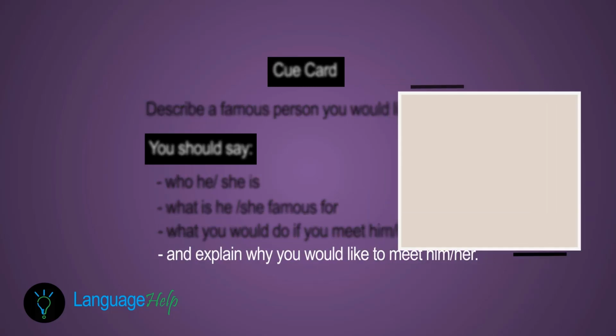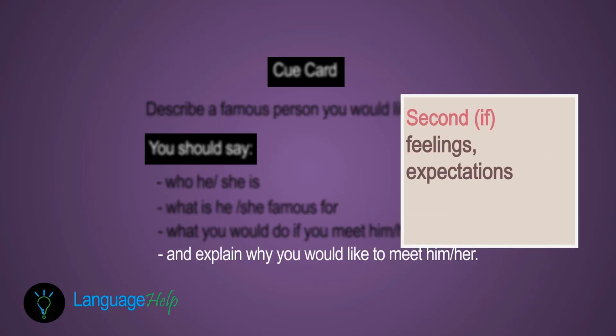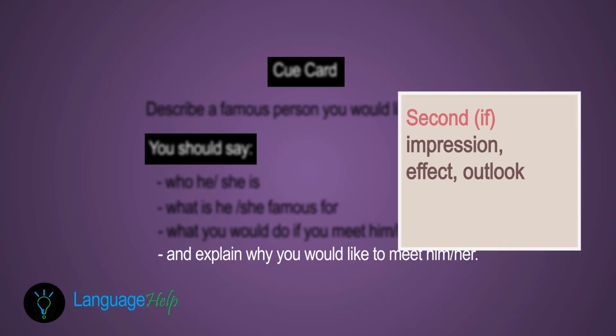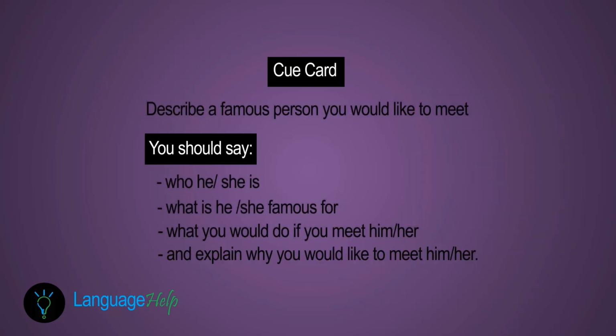The fourth and final cue is to explain why you would like to meet him. Again, the tense of the cue card describes an unlikely activity. So we'll continue with the second conditional if. And to answer this cue, we'll talk about the effects of meeting Tom Hanks.